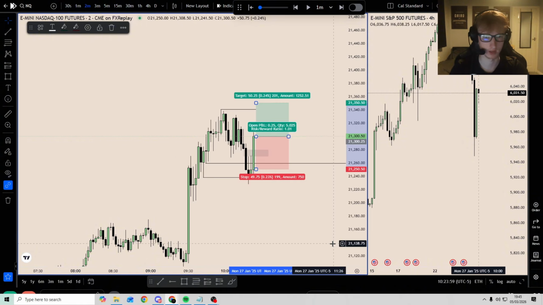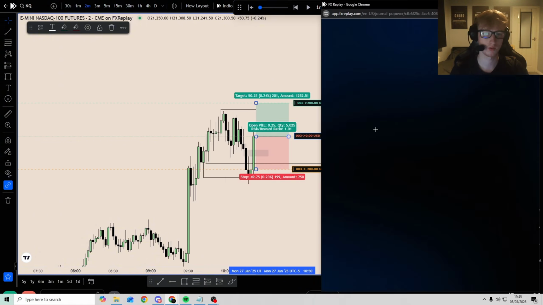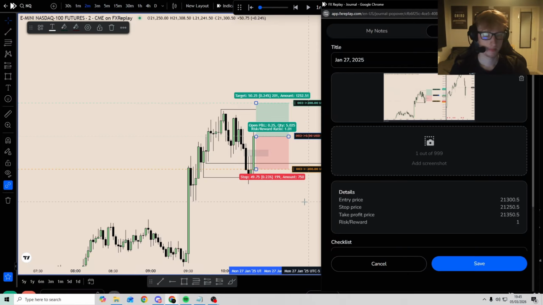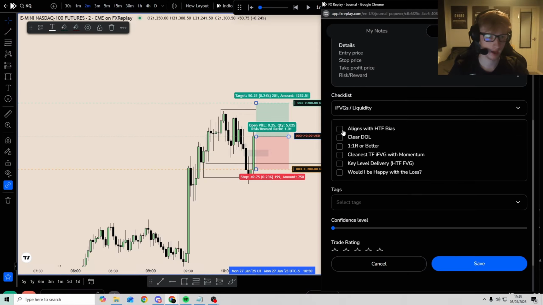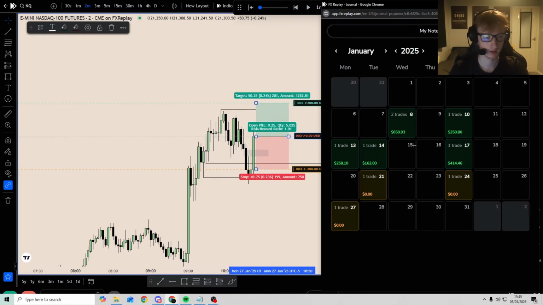Don't know why that never saves at market. Okay, so we are certainly aligning with the higher time frame bias. We've got a clear draw on liquidity of the new week opening gap above 1 hour. Cleanest time frame is the 2-minute. Key delivery, and I'd be happy with the loss.